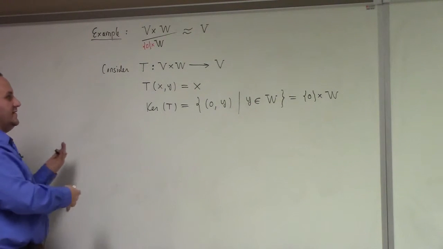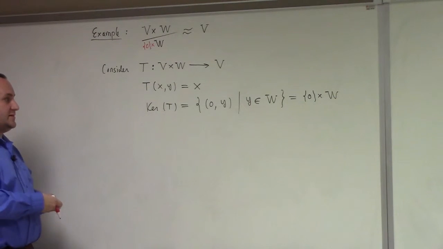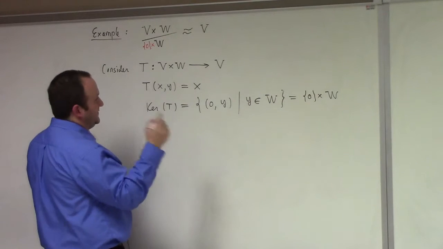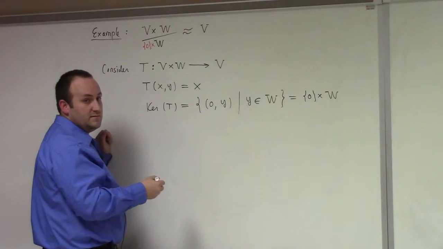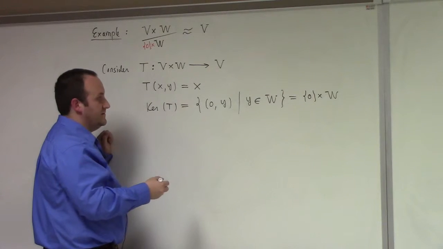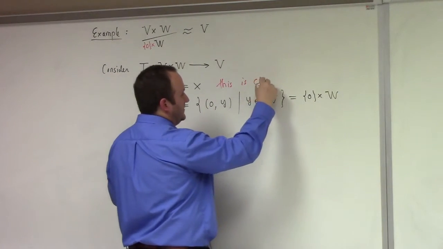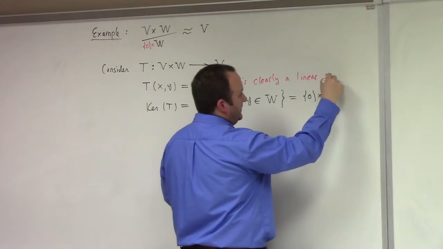Okay, so we have a linear map. Is it clear T is linear? It's clear T is linear. This is its kernel. By the first isomorphism theorem, oh, by the way, is T a surjection? Is T onto V? This is clearly a linear surjection.